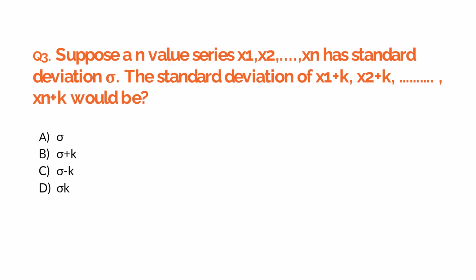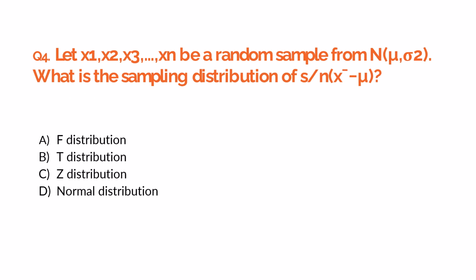Suppose an n-value series has standard deviation sigma. What's the standard deviation of x1 plus k, x2 plus k up to xn plus k? So since standard deviation is a measure of spread and adding a constant won't change the spread, the standard deviation remains constant. So the answer would be sigma, A. Moving on to the next question.